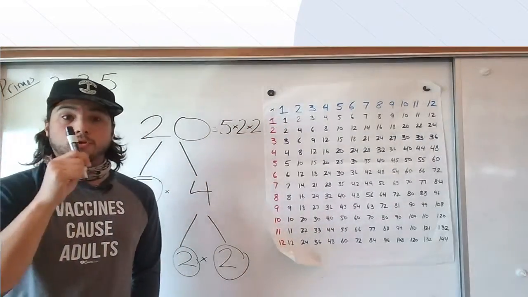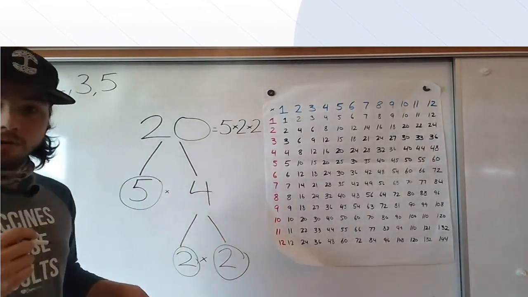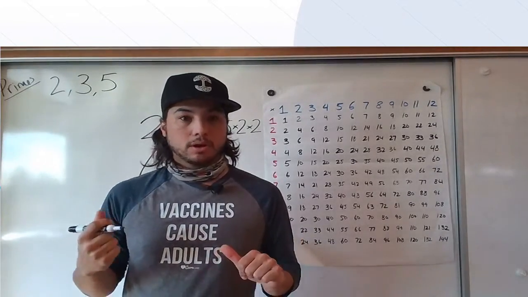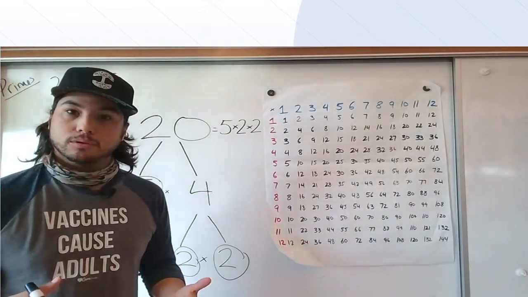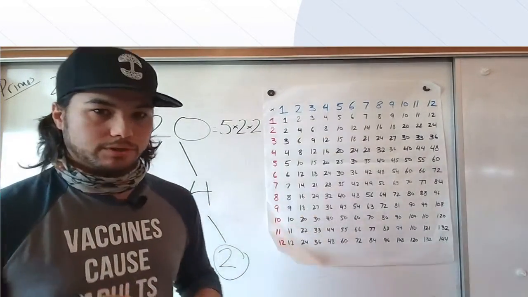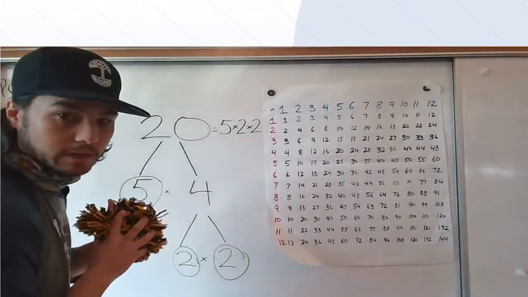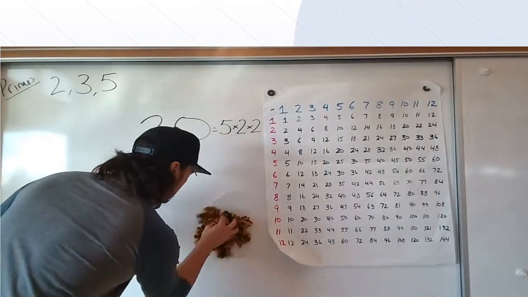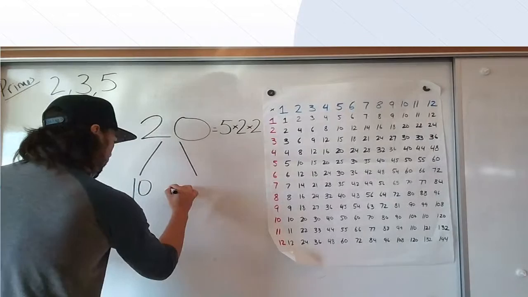And the cool thing about this factor tree is no matter how you factor out this composite number, you're always going to come up with 5 times 2 times 2 as your end product. I'll prove it to you. Instead of 5 times 4, let's use 10 times 2. Somebody else put that in the chat. So instead of 5 times 4, we're going to use 10 times 2.